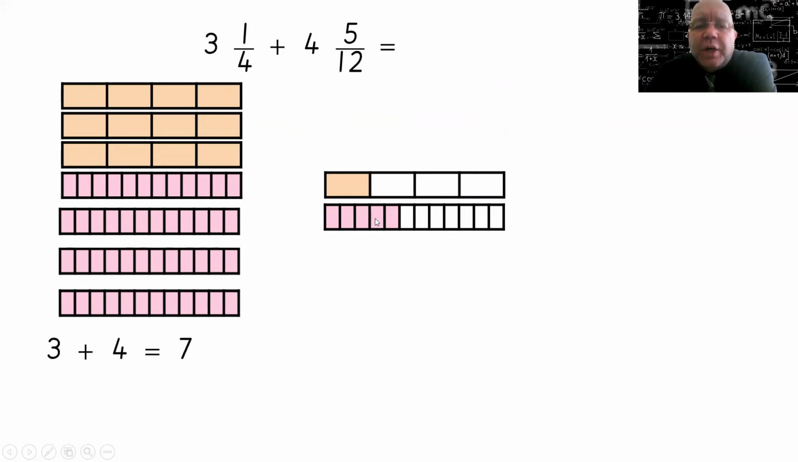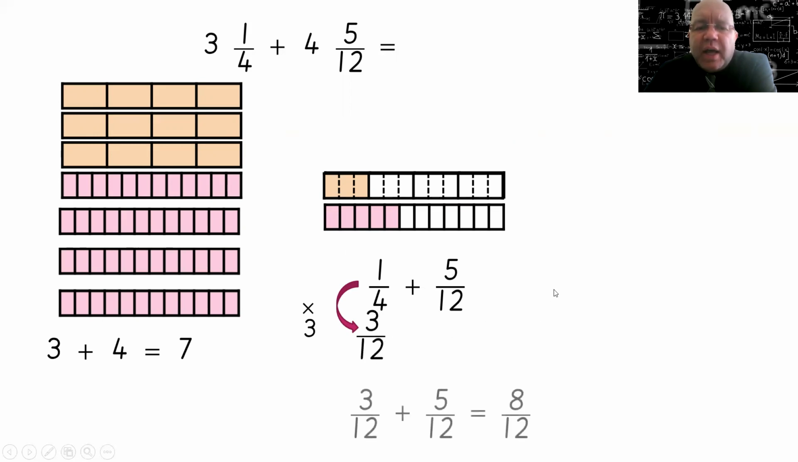We've got 1/4 and we've got 5/12. Now I'm going to turn my quarters into 12ths. I'm going to multiply top and bottom by 3. And you can see on the bar model how by splitting each section into 3, we've created our 12ths. So I've got 3/12 and 5/12. So altogether, that gives me 8/12. That's the fraction part. The whole number part, we had 7. So altogether, 7 and 8/12.